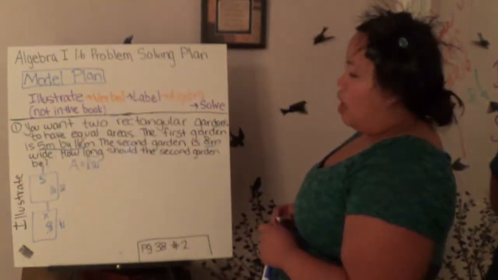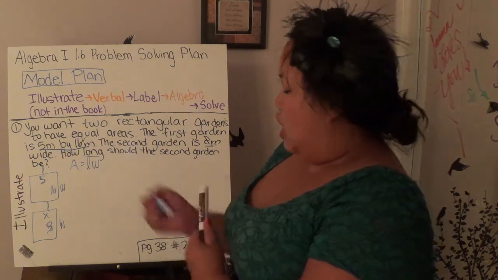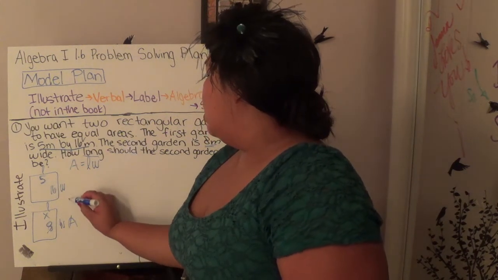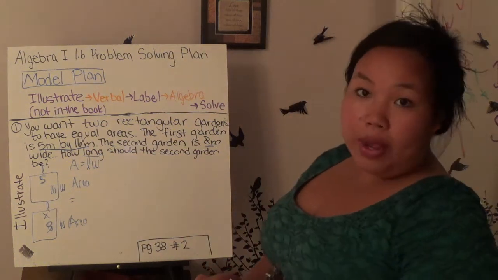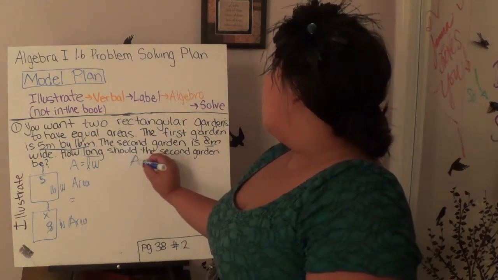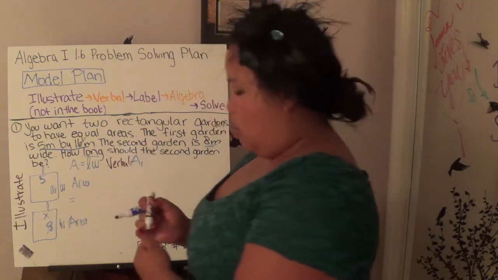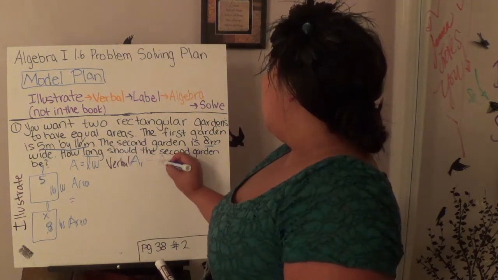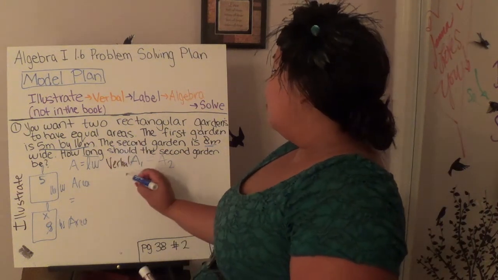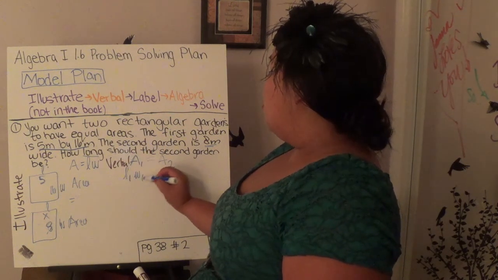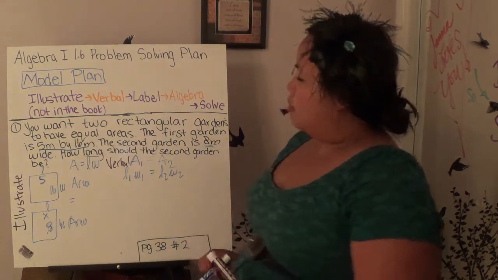Now I'm going to put it in verbal terms. I want this area to equal this area. So here's my verbal: the area of the first rectangle should equal the area of the second rectangle. And the area is length times width. Because this is the first, I'm going to put length 1 times width 1. This is length 2 times width 2, because that's how you find the area of both.